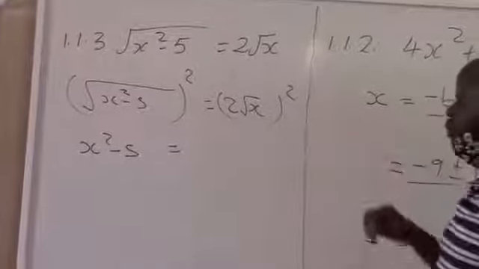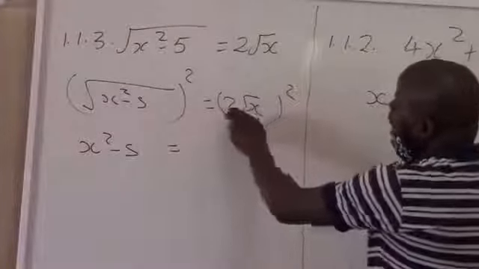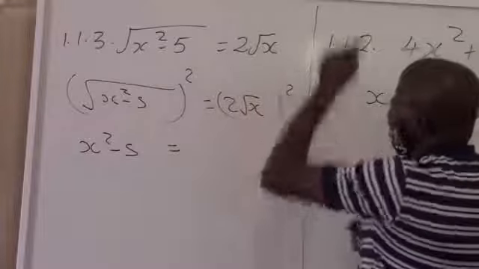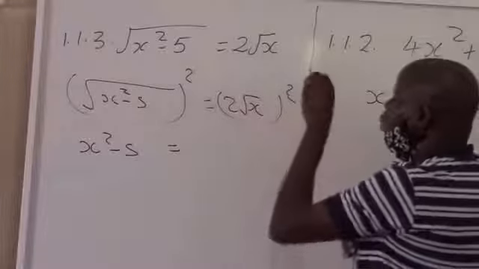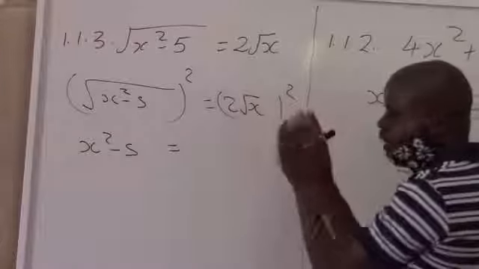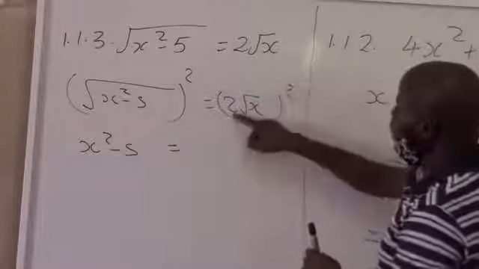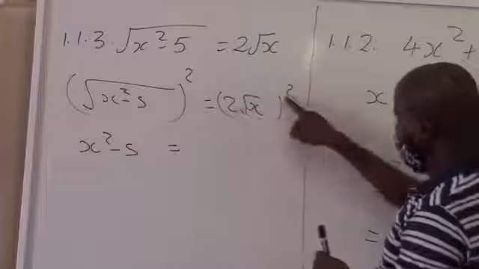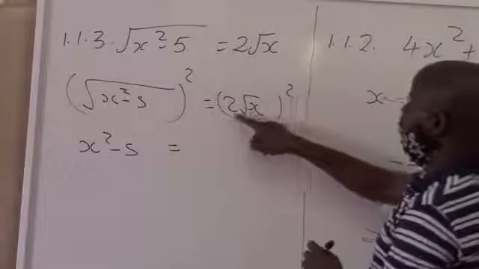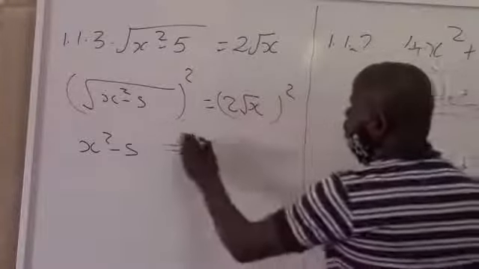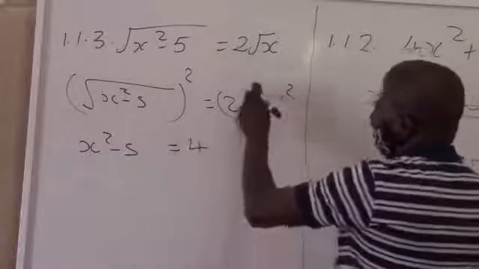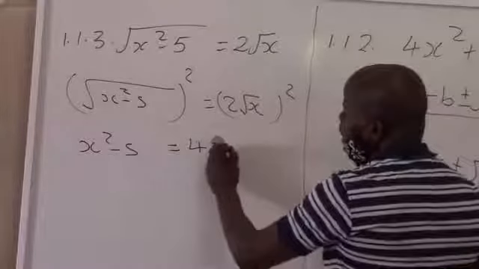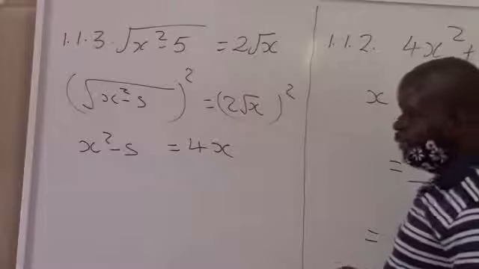According to the laws of exponents, we know that for any base with a power outside the bracket, that power goes to the bases within the bracket. So the square will apply to the 2 and again to the square root of x. Meaning here it's 2 to the power 2, which is 4, and then the square root of x to the power 2 is x. So that is what we have there.